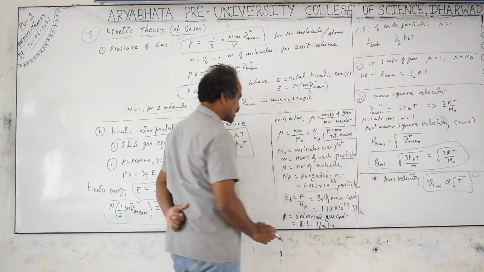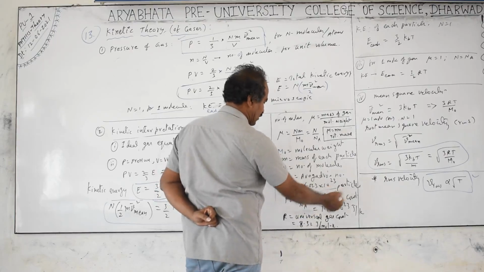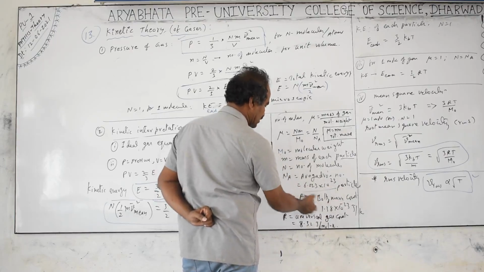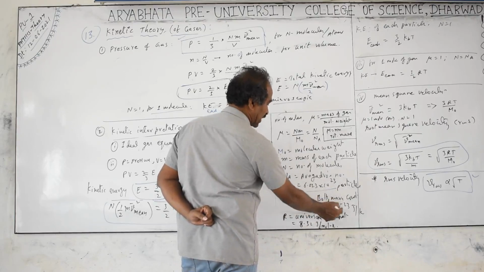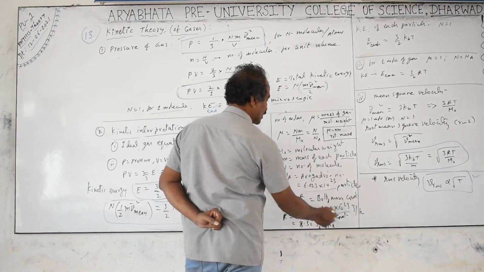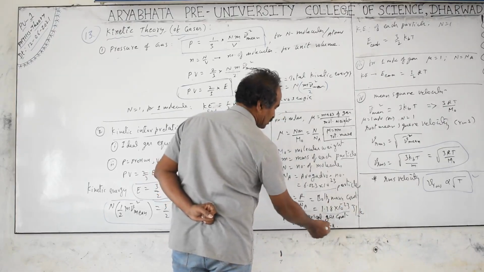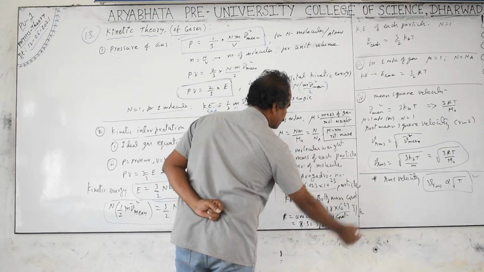And the Boltzmann constant is the ratio of the universal gas constant and Avogadro's number, R by Na. You can substitute the values of R and Na, and you will get 1.3 into 10 to the power of minus 23. In the problems they will generally give you the value, but you need to know the units are joule per Kelvin. The universal gas constant units are joule per mole per Kelvin, whereas this is only joule per Kelvin.